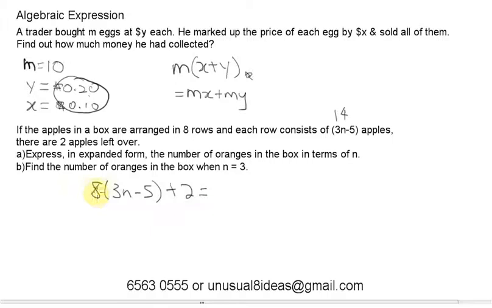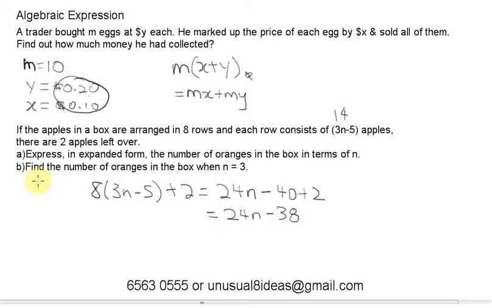No big deal. 8 times, expanded form, 8 times 3n, 24n. 8 times minus 5, minus 40, plus 2. So we learn from like terms, unlike terms. So what we have is 24n minus 38.